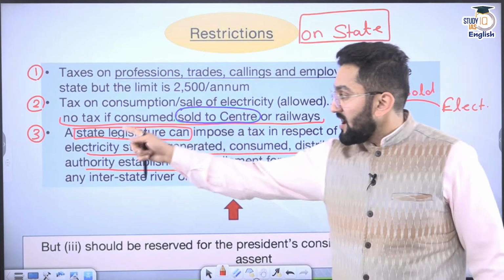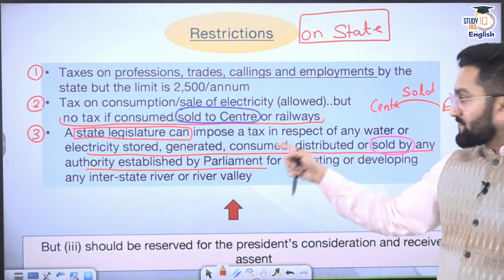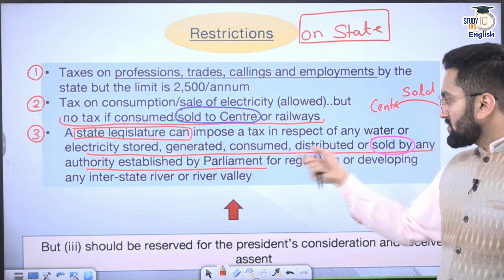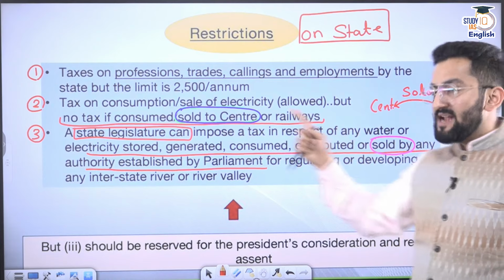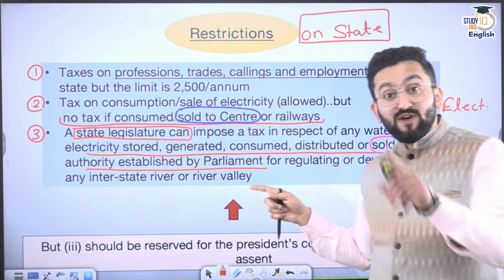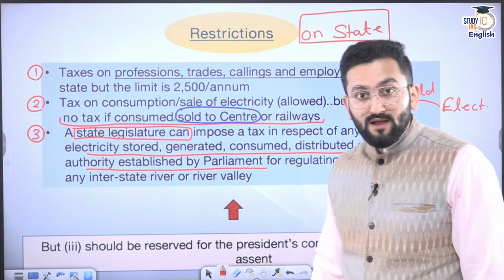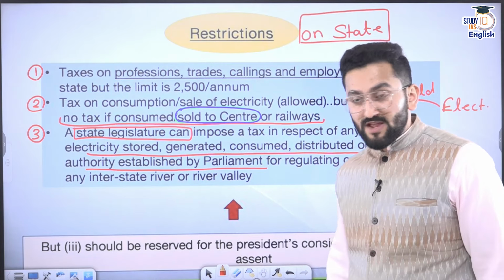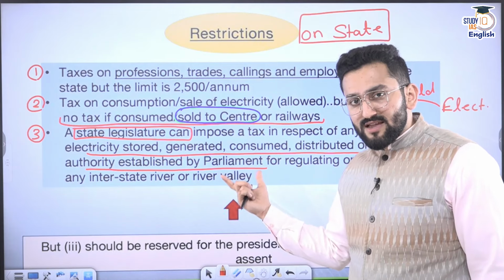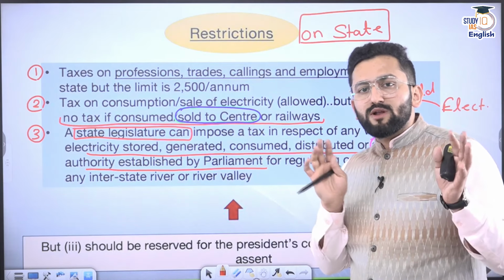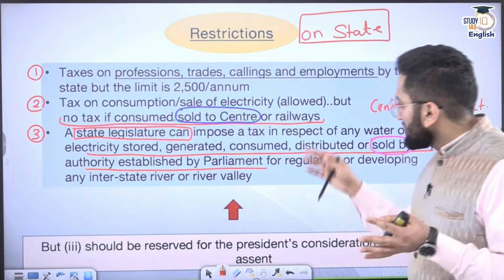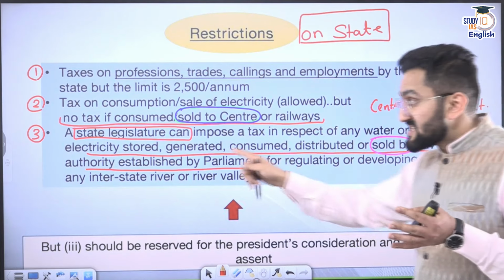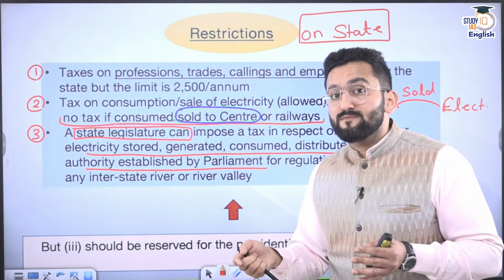Let's understand this. A state legislature can impose tax in respect of any water or electricity stored, generated, consumed, distributed, or sold by any authority established by parliament. That is why I gave the example of NTPC, the power generation company of the center, a unit of the center. So this third provision is saying that if there is any central government body engaged in water or electricity storage, generation, consumption, or distribution, then the state can impose tax.